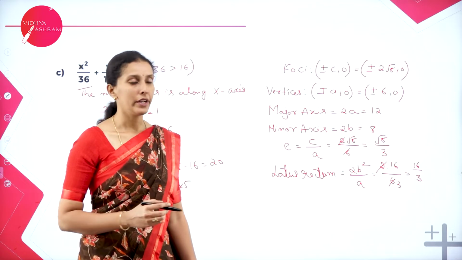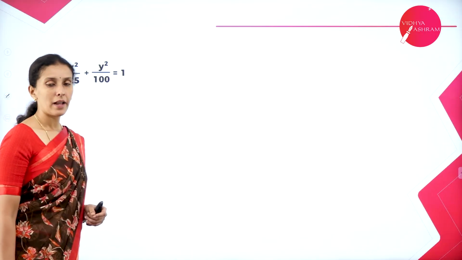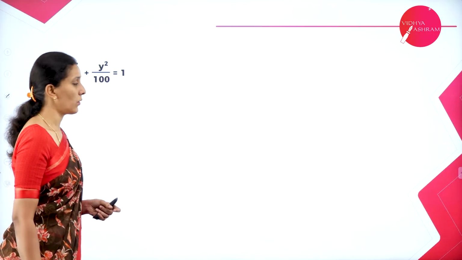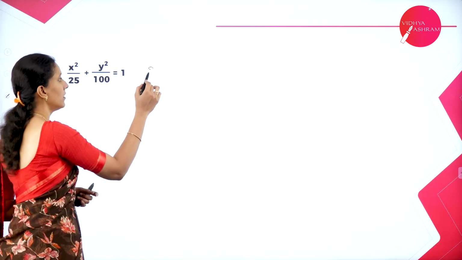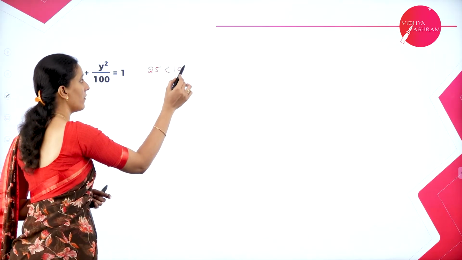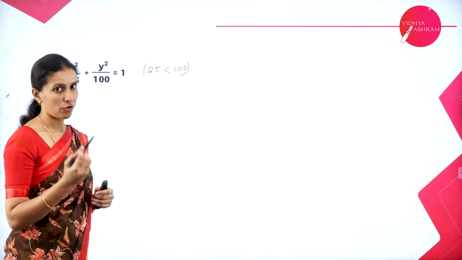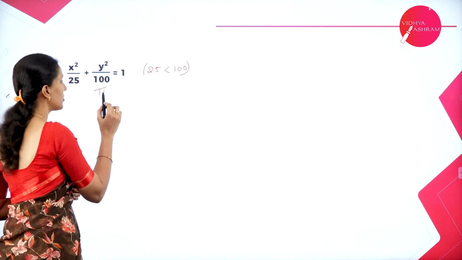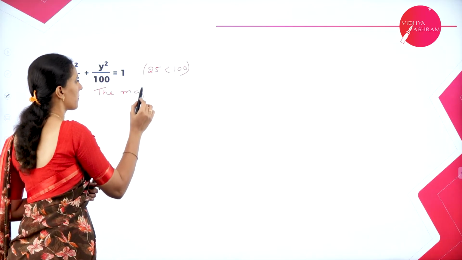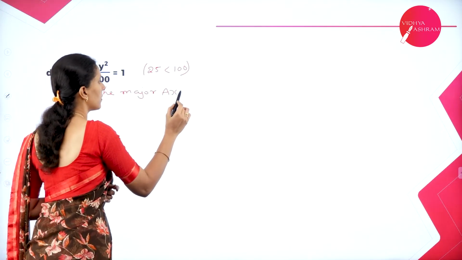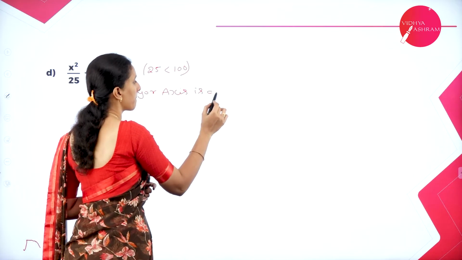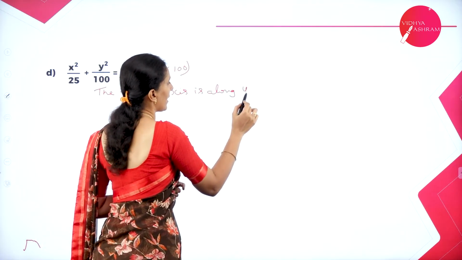Let's take one more equation. x square by 25 plus y square by 100 is equal to 1. So clearly here 25 is less than 100. The denominator of x square is less than the denominator of y square. So therefore, the major axis is along y-axis.